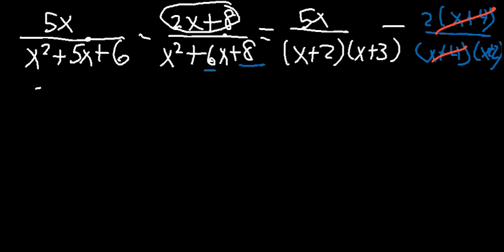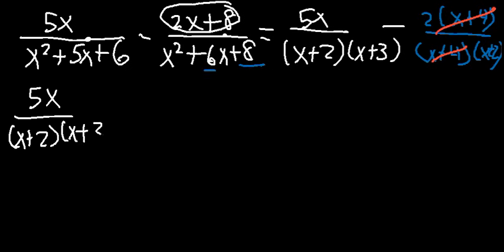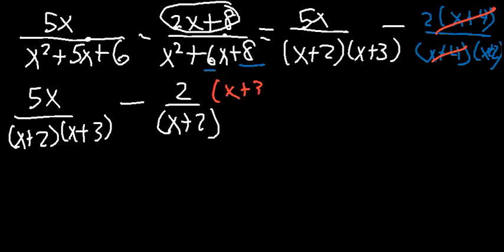So what we now have is 5x over x plus 2 times x plus 3 minus 2 over x plus 2. As you can see, the common denominator is just x plus 2, x plus 3. So we only have to modify the second fraction. The first one already has the common denominator. So if we multiply this by x plus 3 over x plus 3, both fractions now have the same denominator.